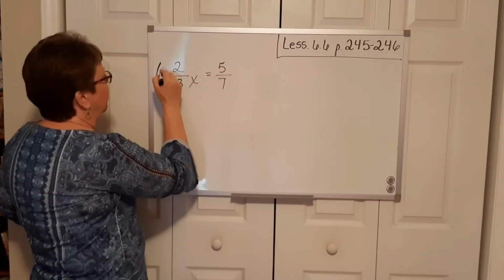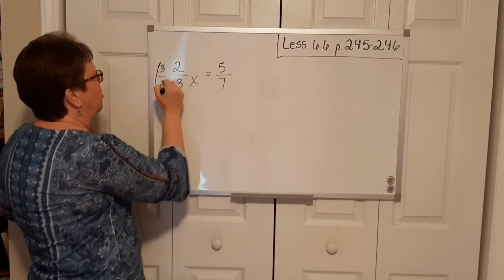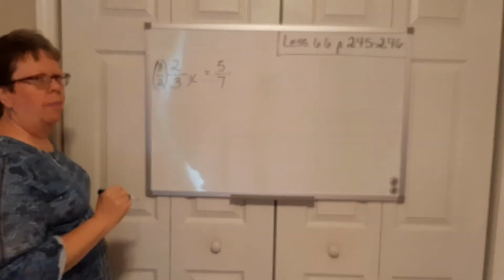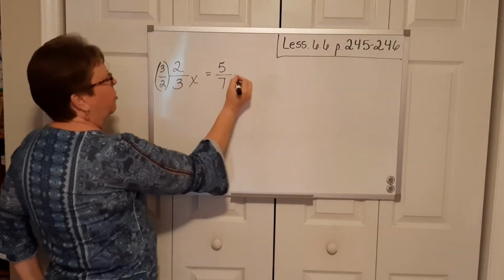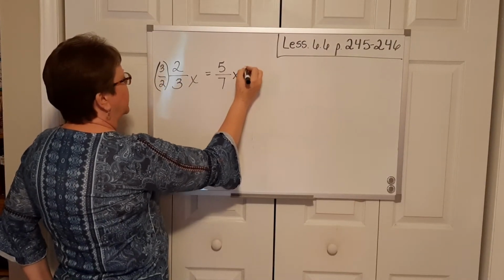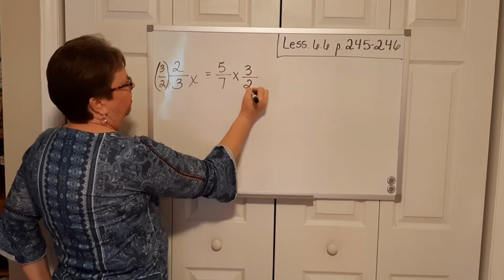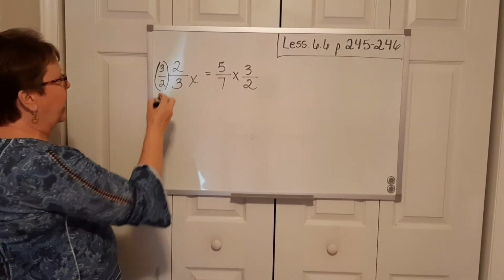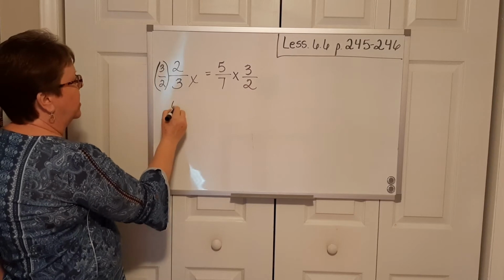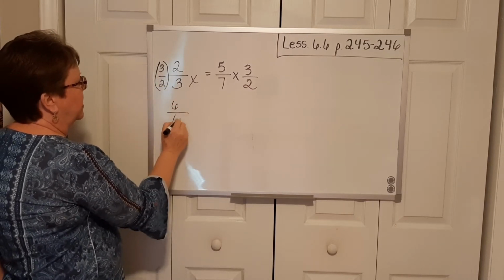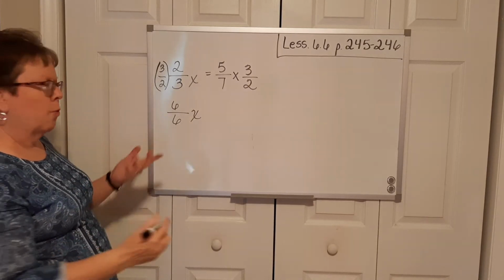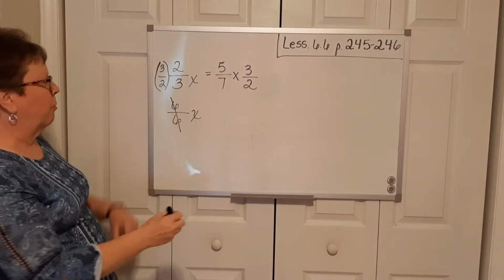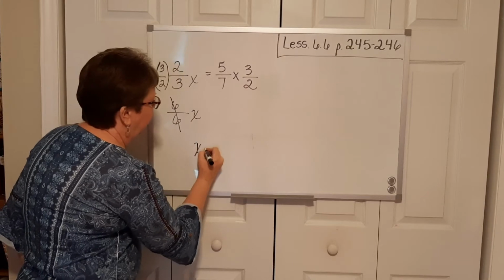So, our reciprocal of 2/3 is 3 over 2 because all we had to do was flip it. Okay, so if we multiplied this side by 3 over 2, we've got to multiply this side by 3 over 2. Okay? And now, 3 times 2 is 6. 2 times 3 is 6. Okay, we got our x. But 6 divided by 6 is 1. So that leaves us with 1x. Okay?